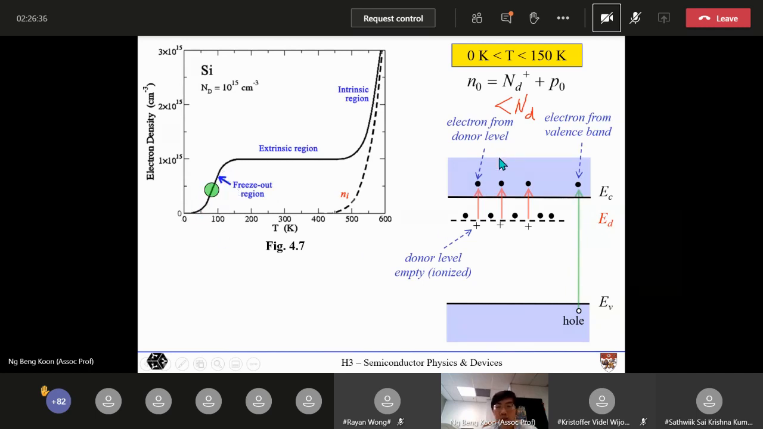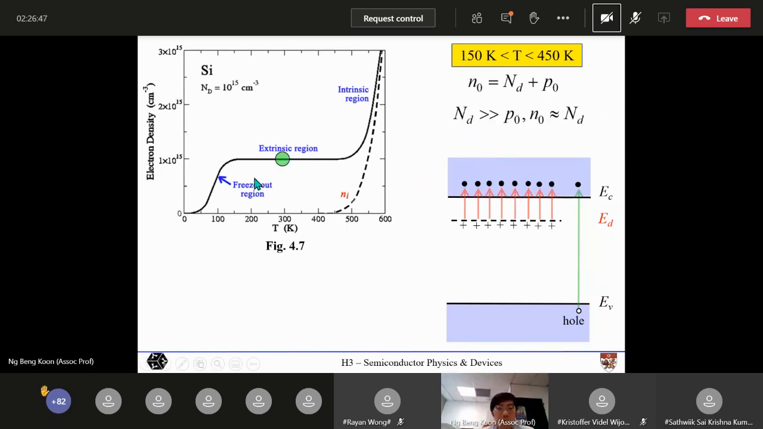So we call this the freeze-out region, because it's like electrons in the donor level slowly freezing out from their initial position. Now, when you go above 150 Kelvin, you find that there is sufficient thermal energy to ionize all the donor atoms. So all electrons in the donor level would have gone into the conduction band, and they contribute to the majority of the concentration. Although as you continue to increase the temperature, the band-to-band transition would increase the electron-hole pairs, this number would not be large. This is still a very small number.